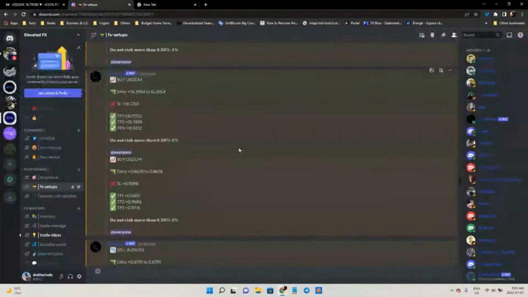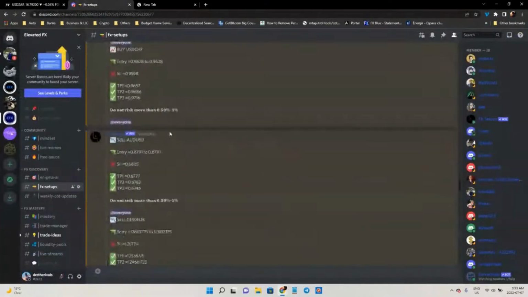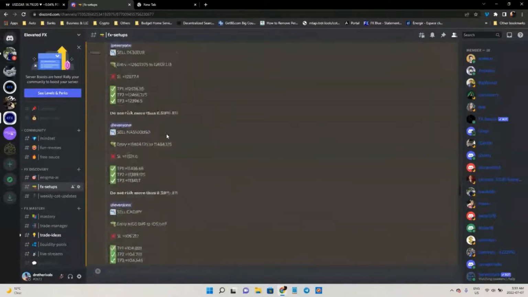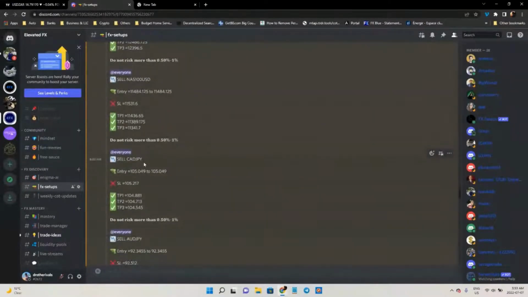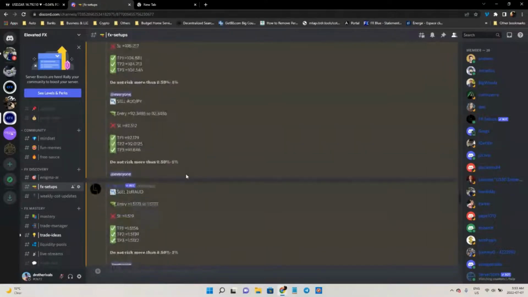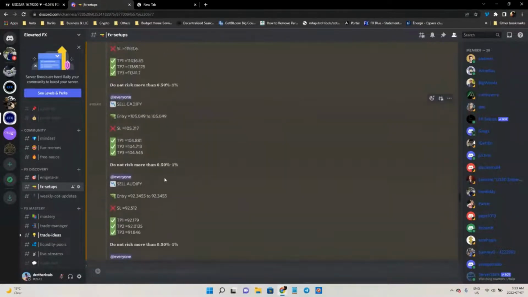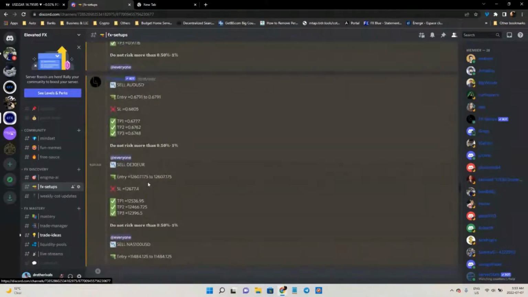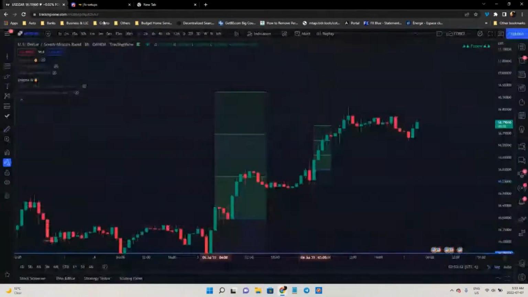All right. Let's see. So that's the sell. That's the CADJPY sell that I was just telling you guys about at 8. So that's the one that I took. And I'm pretty sure most of those setups won. But let's look at the AUD USD.